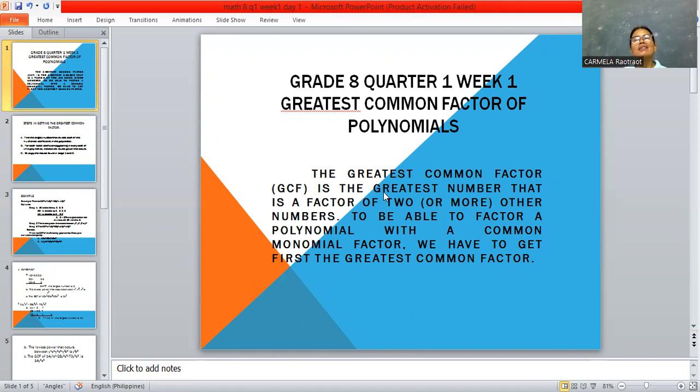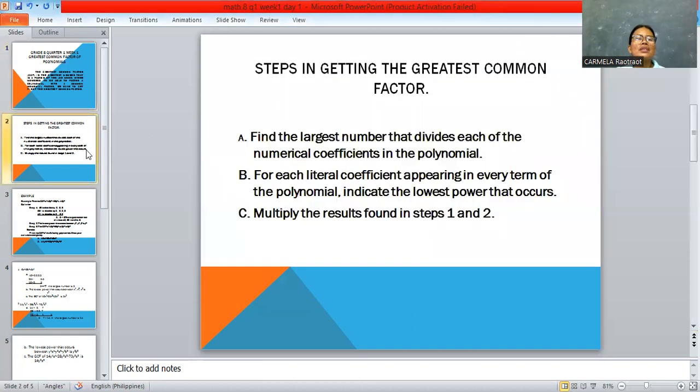So, the greatest common factor is the greatest number that is a factor of 2 or more other numbers. To be able to factor a polynomial with a common monomial factor, we have to get first the greatest common factor. So it is a prerequisite that we know how to get the greatest common factor. There are some steps to follow.